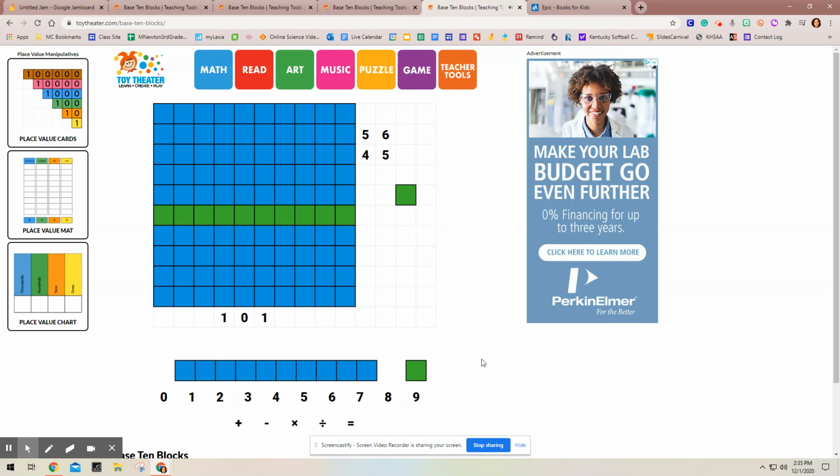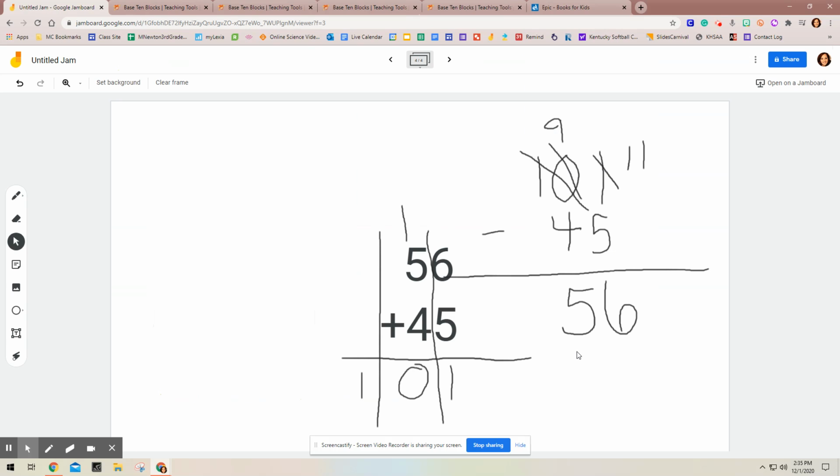101. I hope that this helps clarify some addition with regrouping. We're going to continue to look at it in our math Google Meets as well. Please let me know if you have any questions.